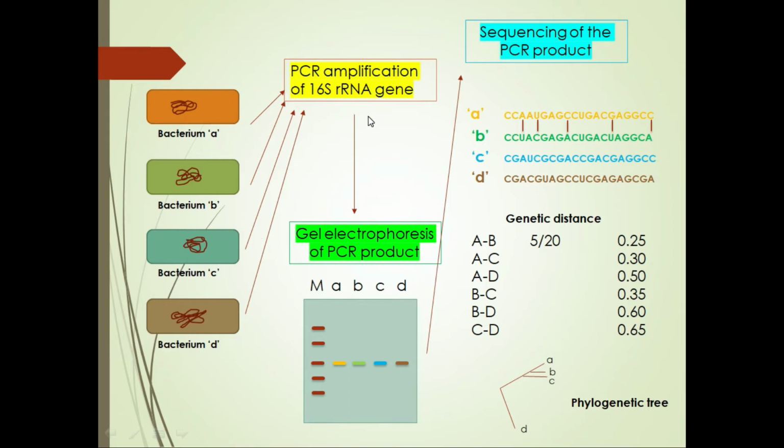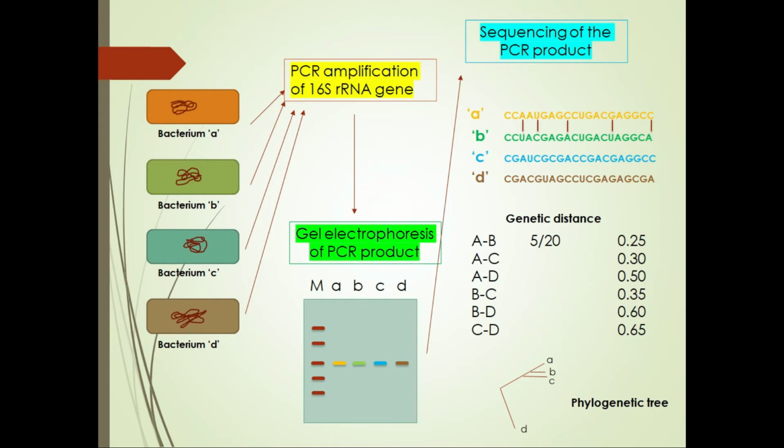Then we run the PCR product in gel electrophoresis to get the bands. So here from bacterium A we got a band, and B, C, D. From all of these we got a band in a specific locus. Now these bands represent the sequence of DNA that codes for the 16S ribosomal RNA in each of these bacteria.